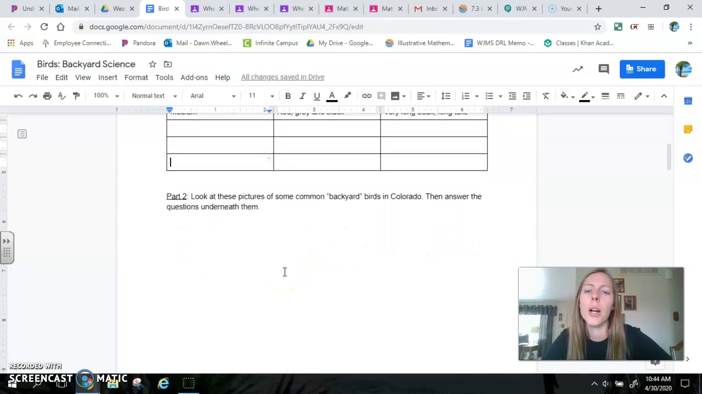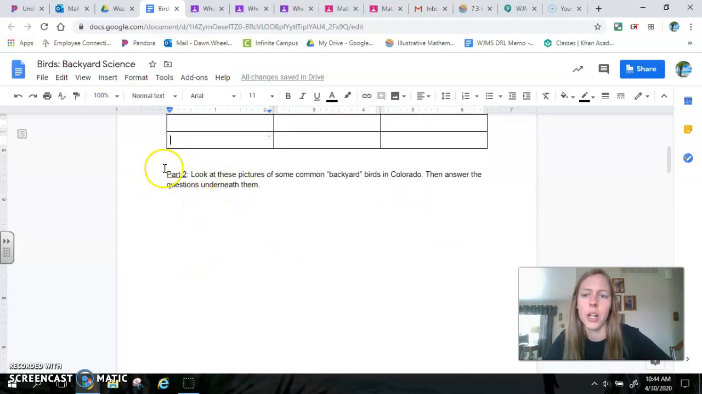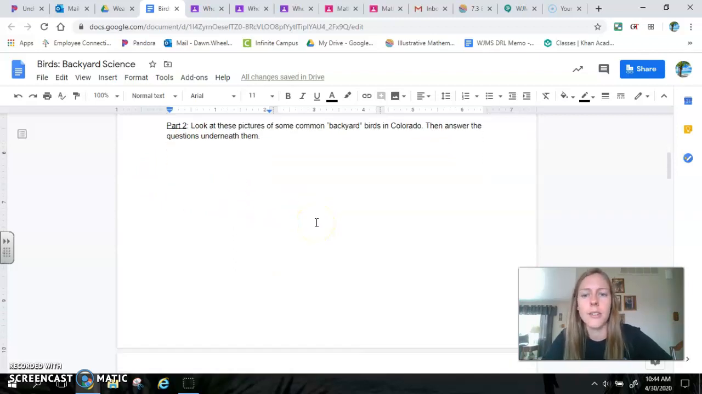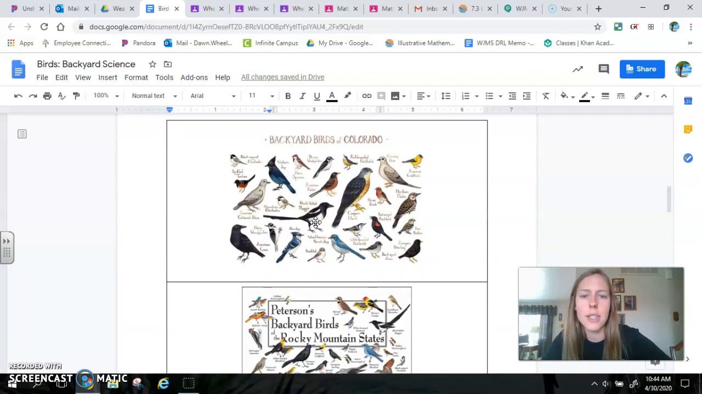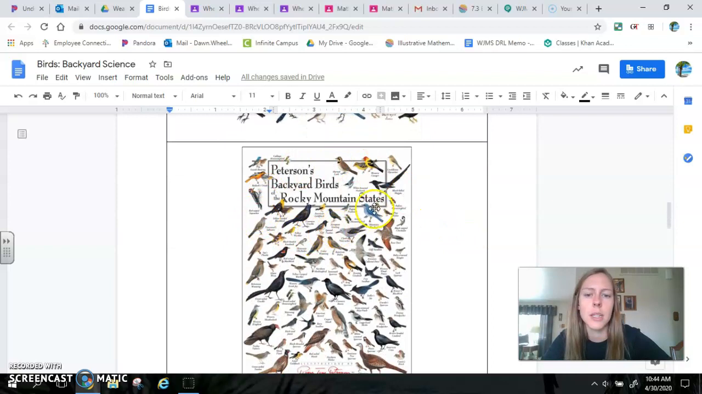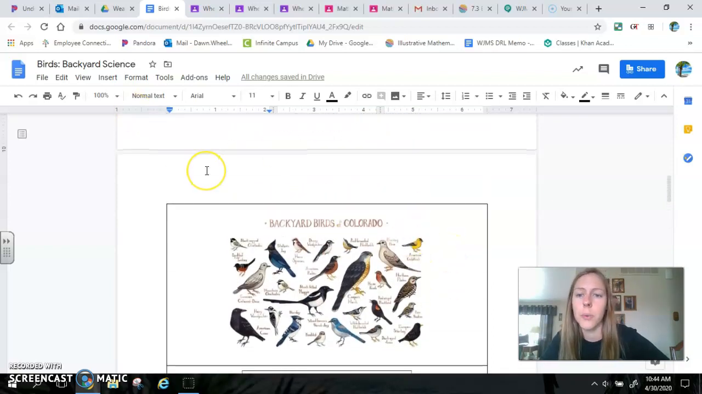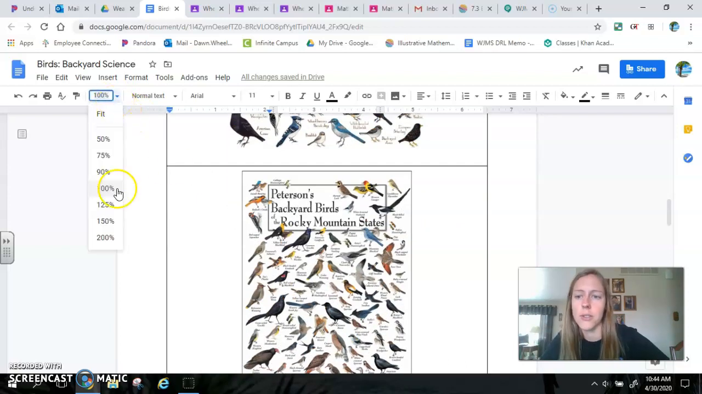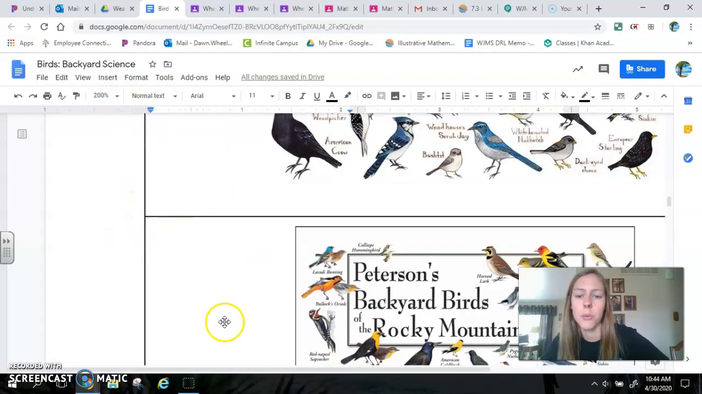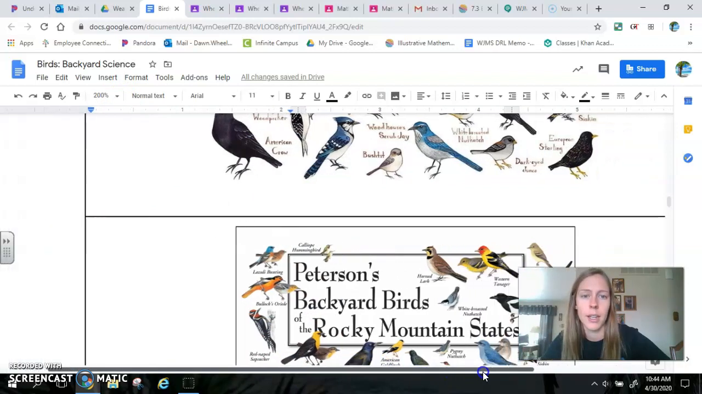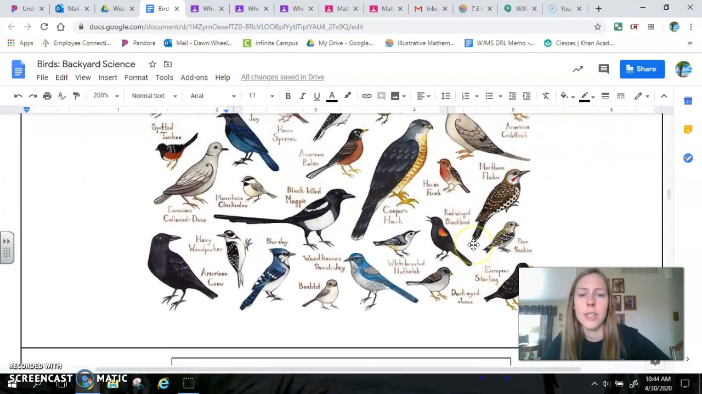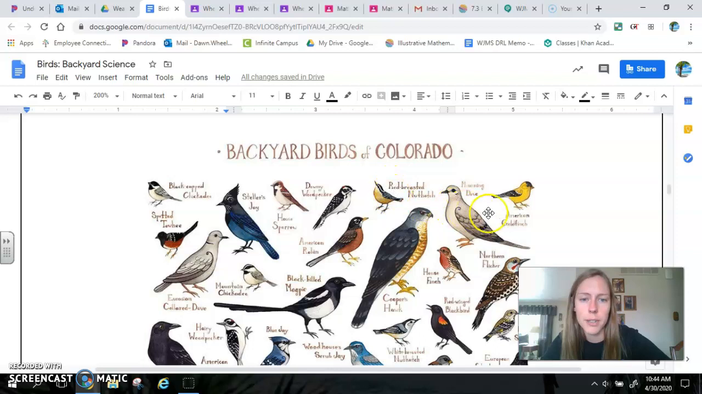Okay, part 2 that I would suggest doing on Friday is looking at these pictures of common backyard birds in Colorado and answer the questions. So this is the first one. This was backyard birds of Colorado, and then this one was a little bit more specific to Rocky Mountains. So what I would suggest here is going up here to your zoom and zooming in a little bit more, so that you can see the pictures a little better.